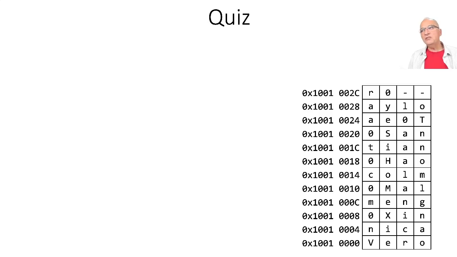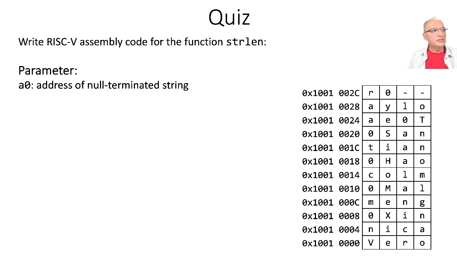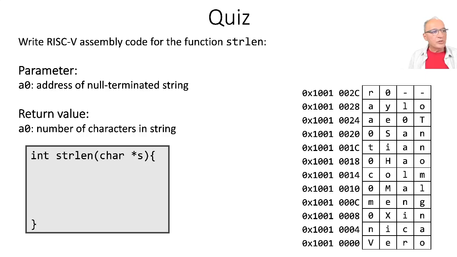And here's a quiz that could be a quiz in one of your assessments. I could ask you to write RISC-V assembly code for the function string length, which is a function that receives as a parameter the address of a null terminated string and returns the number of characters in the string. So here is a C implementation for this function. The parameter for the function is a pointer to a character S.